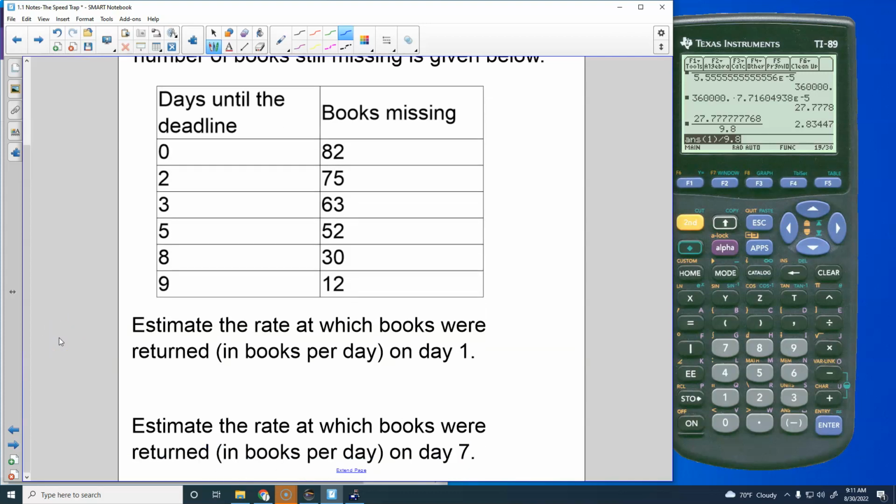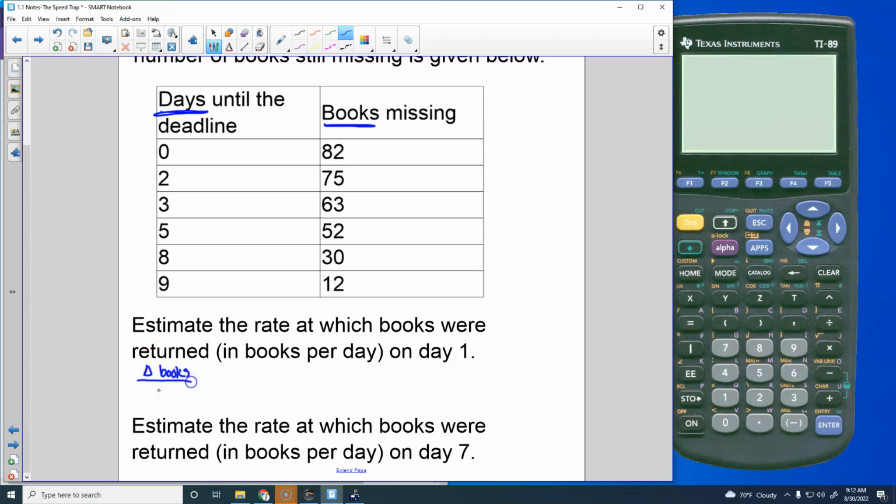So we're going to estimate the rate at which books were returned in books per day, right? Notice this is measured in books. This is measured in days. So if we want to know books per day, we need to know the change in books over the change in days, which is just our slope, right? So if we're looking at day 1, day 1's not on here, but we could use day 0 and day 2 to estimate what's happening here.